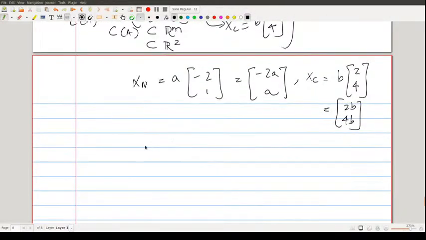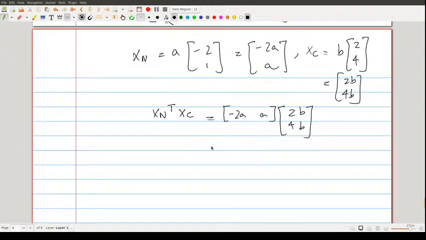Okay, another way to check that. So I want x_n transpose x_c. What do I get? Let's put it in row form, minus 2a, a. This is in vector form, 2b, 4b. I could have chosen to take the scalars outside, which is something that I did in the previous example. Here I'm dealing with the scalars themselves. So minus 2a times 2b is minus 4ab, and then a times 4b is plus 4ab, which is just minus 4ab plus 4ab, which is 0.